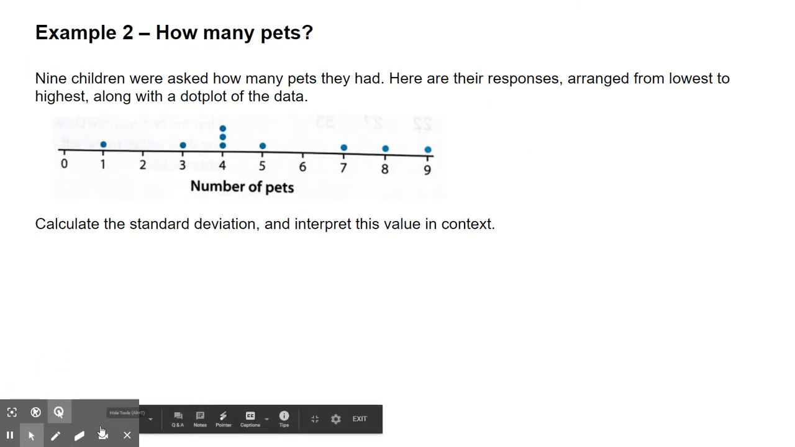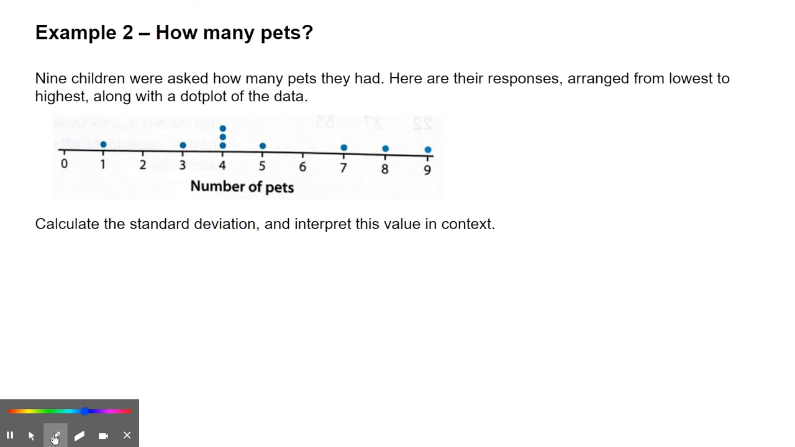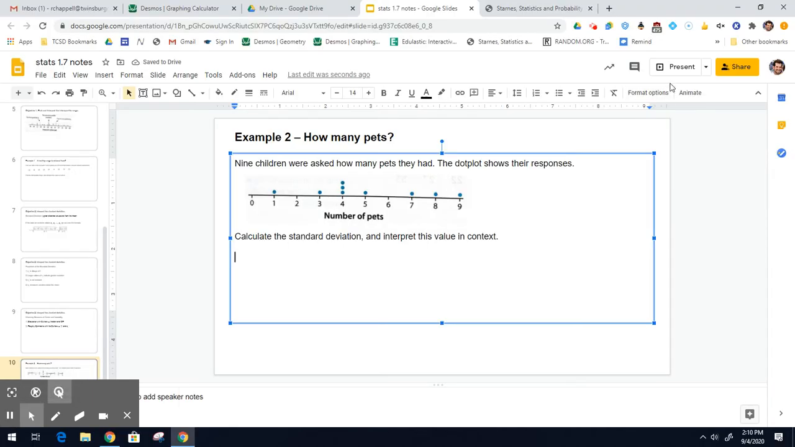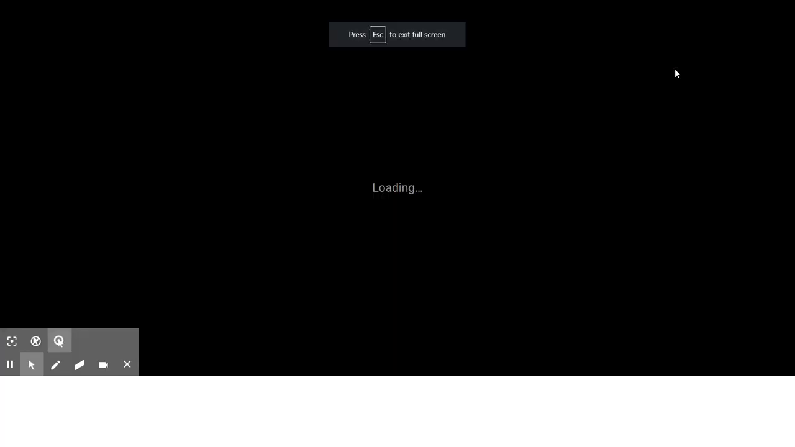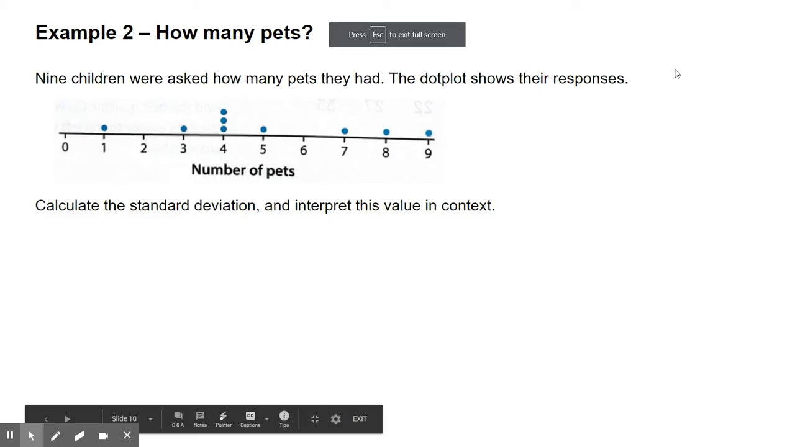Okay, so last example here, it says, how many pets? 9 children were asked how many pets they had. Here are the responses, arranged from lowest to highest along with a dot plot. Now I need to edit this because I did not arrange them lowest to highest. Okay, sorry about that. So the dot plot shows the responses, and here it is. Okay, so calculate the standard deviation and interpret this value in context.